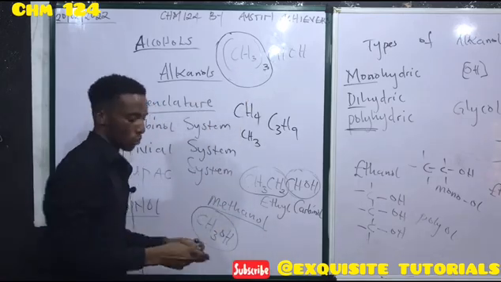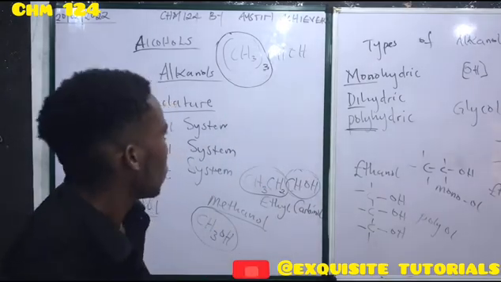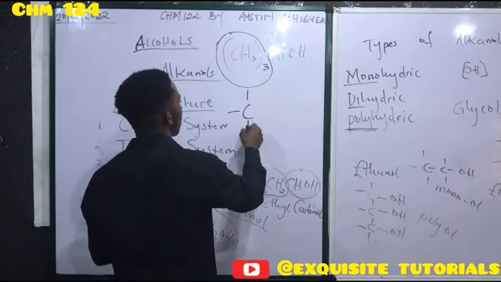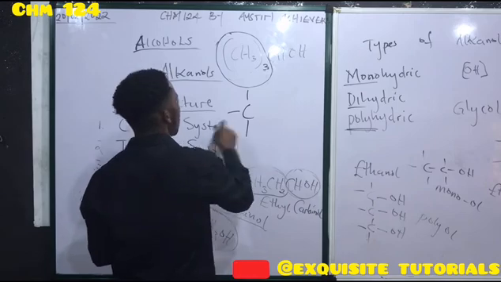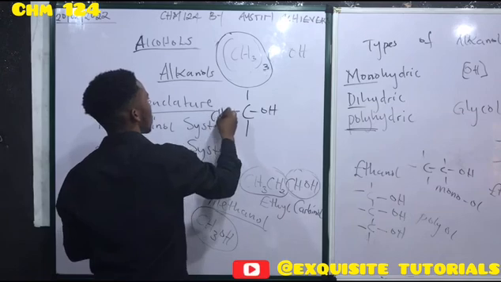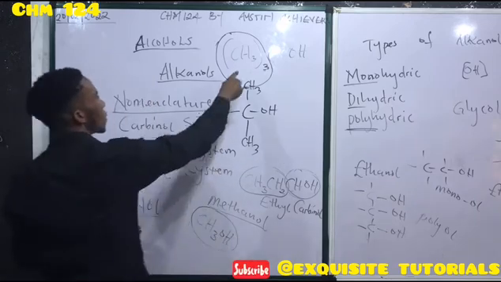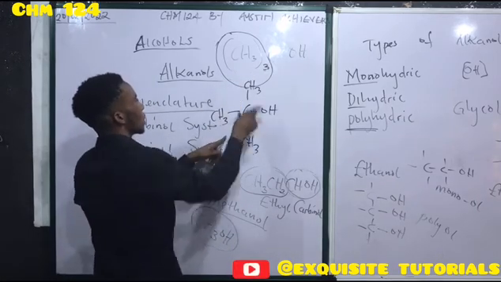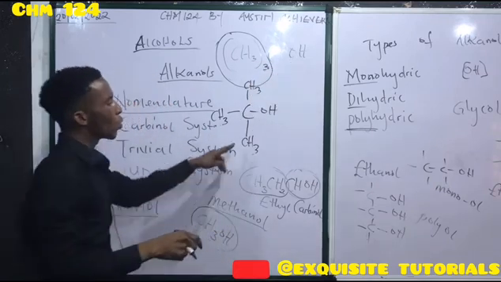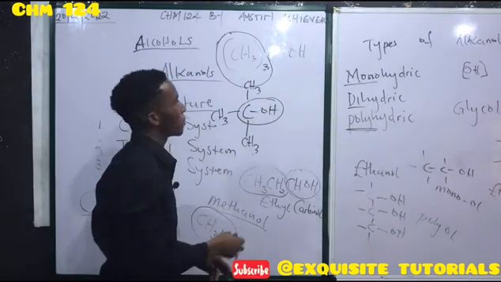I want to draw this out to show you something. CH3, CH3, CH3. So this CH3 is 1, 2, 3. That is why I put 3 here. Then this carbon atom is this. Then the OH. What is the name of this according to carbonyl? This is the carbonyl system.